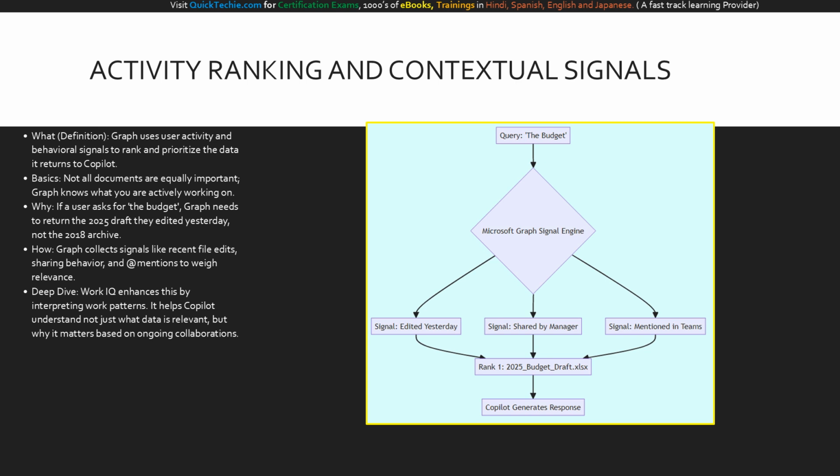Here we see the Microsoft Graph signal engine at work. The ambiguous query, the budget, comes in. The engine evaluates multiple live signals. Was it edited yesterday? Was it shared by a manager? Was it discussed in a Teams channel? By aggregating these signals, Graph definitively identifies 2025 budget draft.xlsx as rank 1. It feeds this highly relevant, context-aware document directly to Copilot to generate the final response.